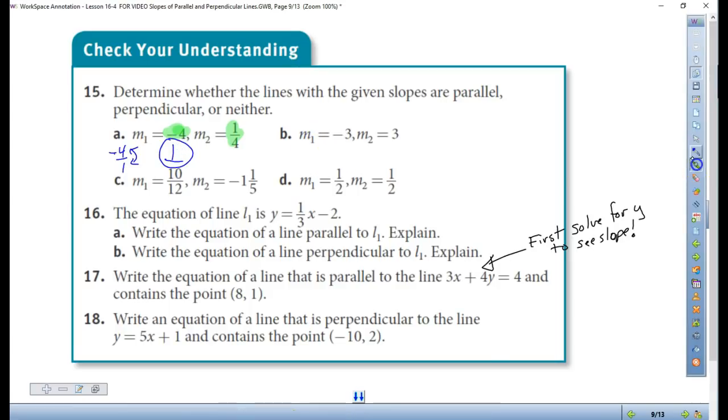This one, negative 3 and 3, they're not reciprocal, so they can't be perpendicular. They're also not the same. Negative and positive are not the same, so this would be a neither. On letter C, 10/12 and negative 1 and 1/5. Well, we can't compare those.